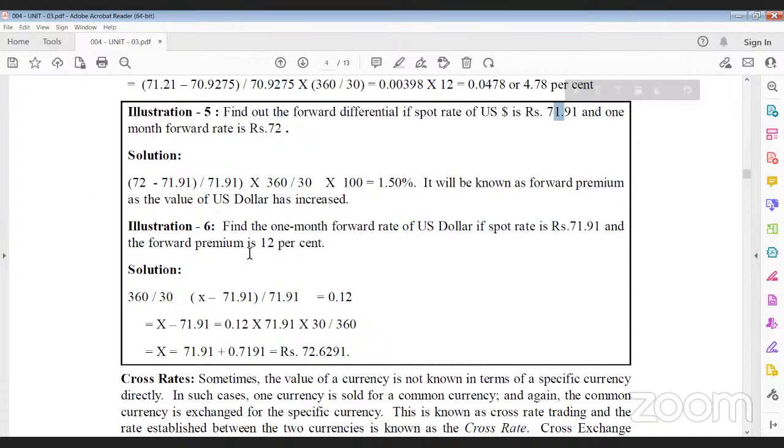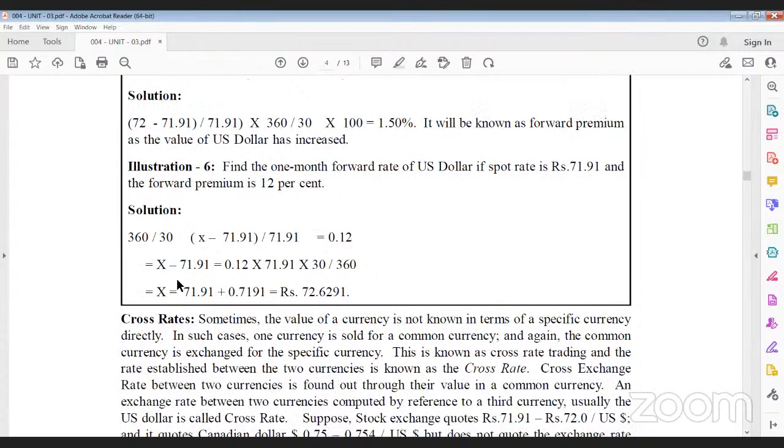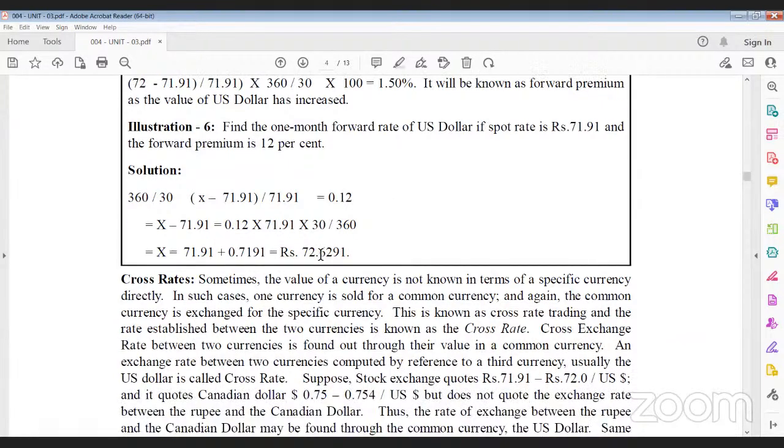Of forward premium being 12%. So whatever is missing, denote that missing value as X and simplify with this formula, and you will get that X. Suppose in this illustration, we need the forward rate of the US dollar, if the spot rate is 71 and the forward premium is given. We are supposed to find the forward rate here. So let the forward rate be X. Whatever remaining information is given, let us substitute all that in order to calculate the forward rate. And so on, we arrive at the answer 72.6291, which is the forward rate.